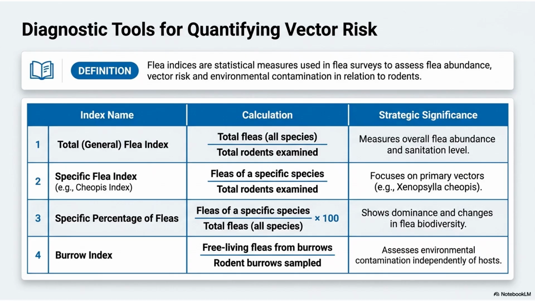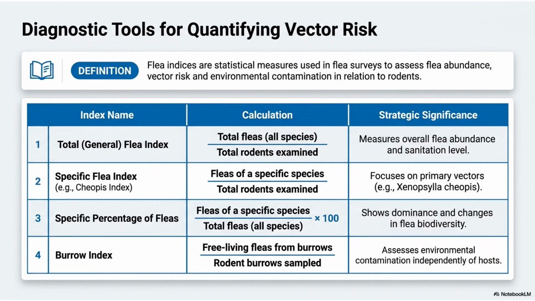And what it signifies is that it measures the overall flea abundance and sanitation level. If the general flea index is more, then it tells that flea abundance is there. That means fleas are more in number, and it tells that the sanitation level is not good. If the sanitation level is good, then this flea index will be less.